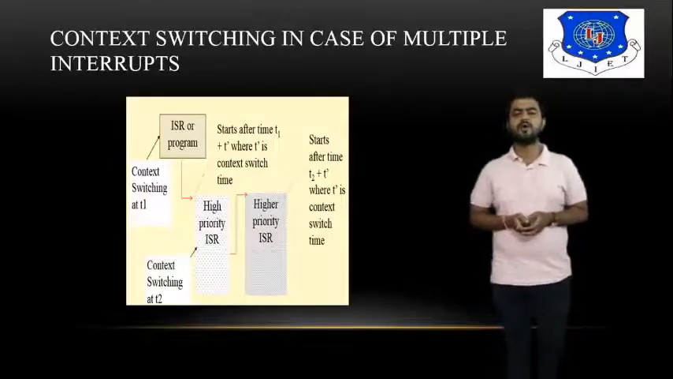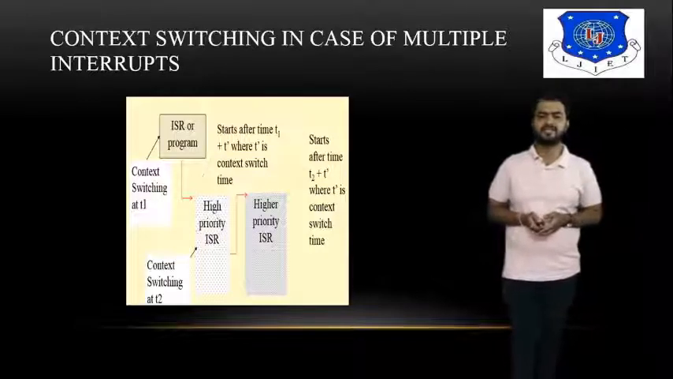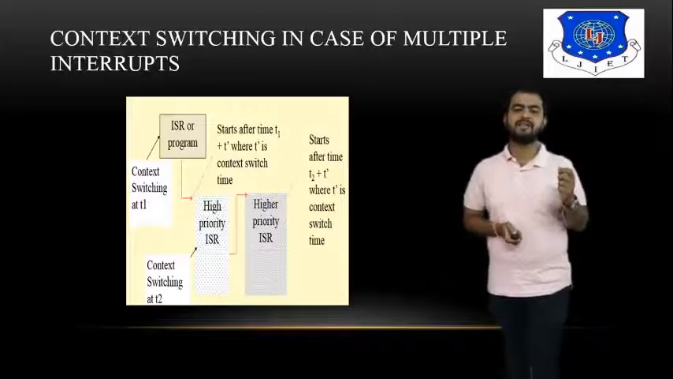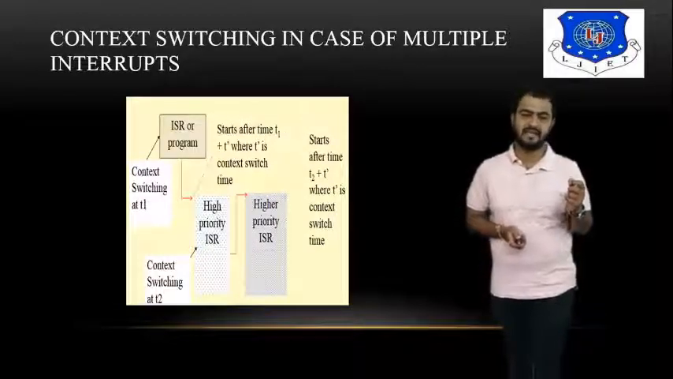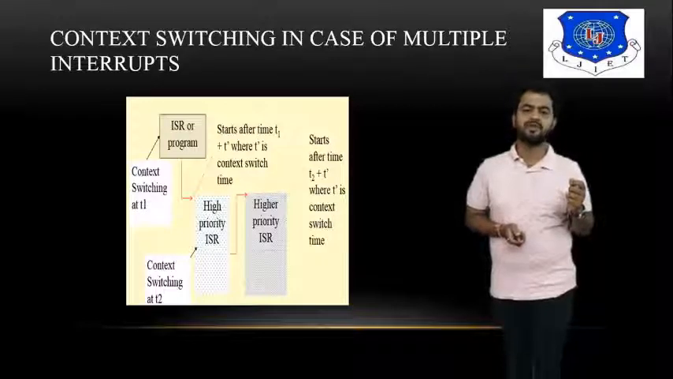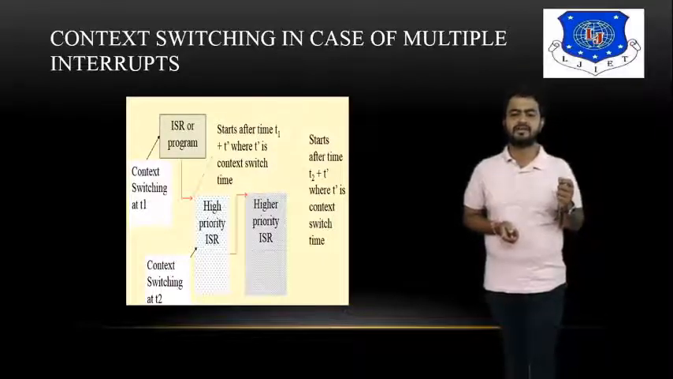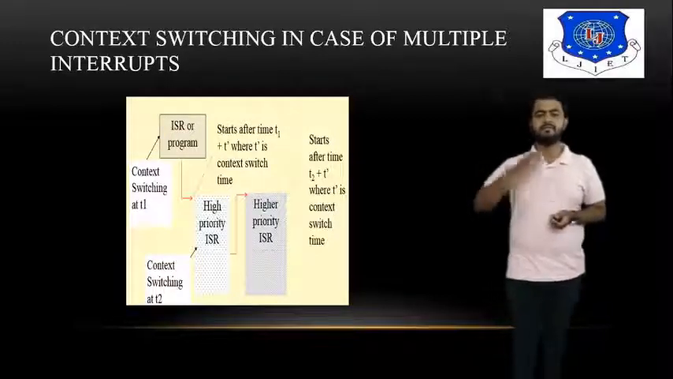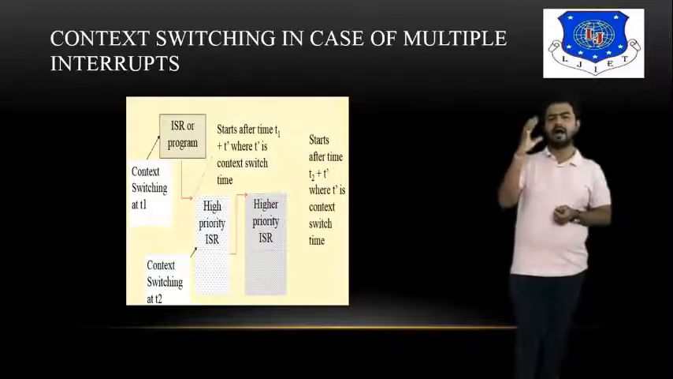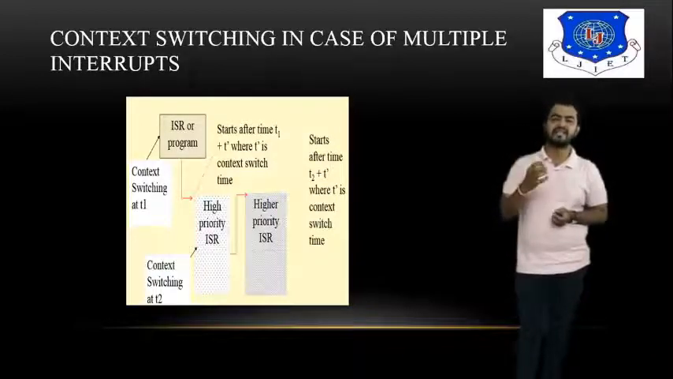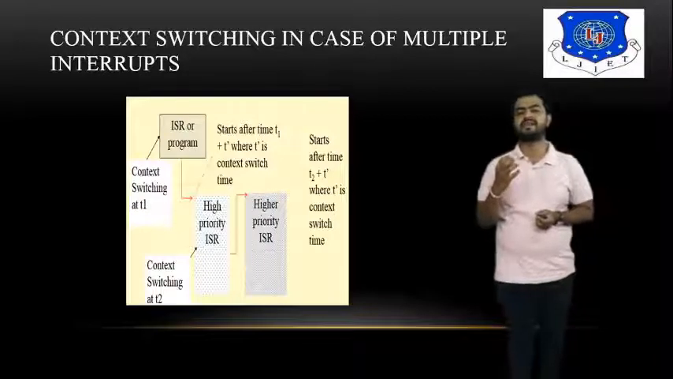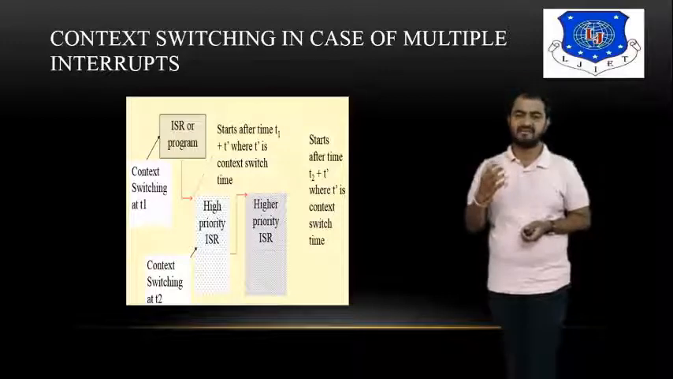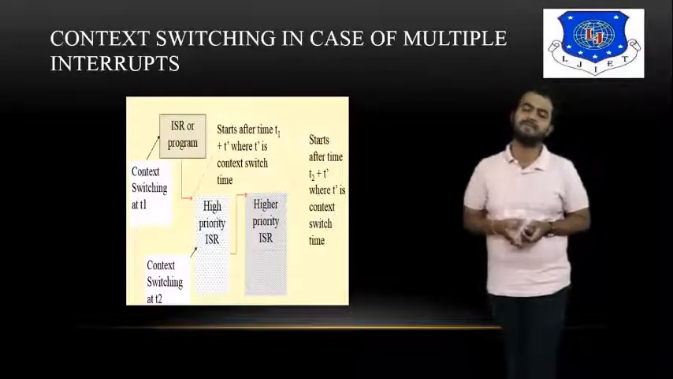So as you can see, context switching in case of multiple interrupts: the ISR program means context switching at time t1. The highest priority will be decided by the priority ISR. So as you can see, the context switching at t2. So basically, the state after t1 plus t', where t' is the context switching time. So ultimately, based on the priority, how you can choose a specific task can be decided with the help of the context switching mechanism. Sometimes you have to deal with a multiple number of tasks.